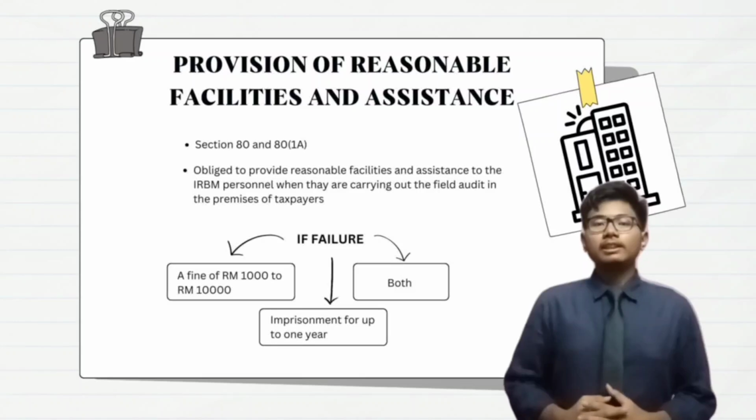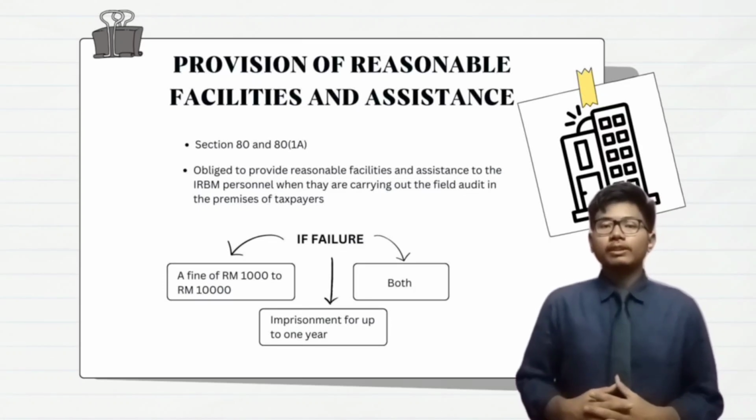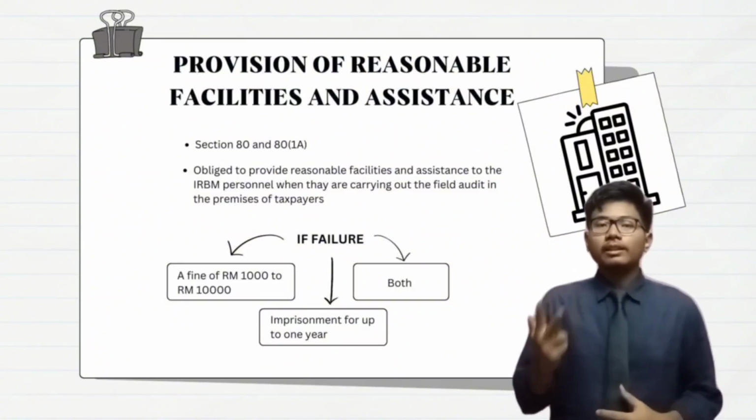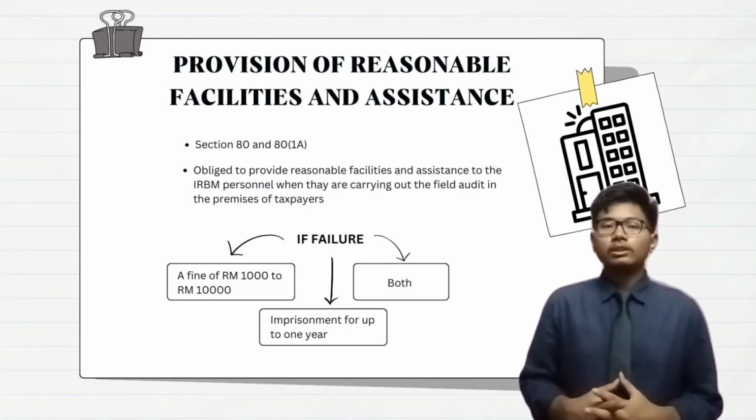Provision of reasonable facilities and assistance. It's under Section 80 and 81A. The taxpayer is obliged to provide reasonable facilities and assistance to the IRBM personnel when they carry out the field audit in the premises of the taxpayer. It will be held for specific needs such as workplace accommodation, education accommodation, and personal assistance. If the taxpayer fails to do so, they will be liable to a fine of RM1,000 to RM10,000 or imprisonment for up to 1 year or both.